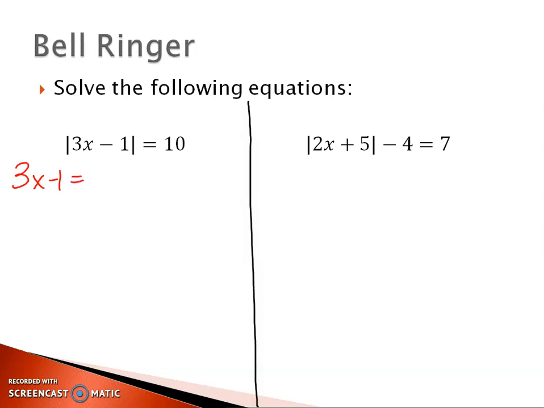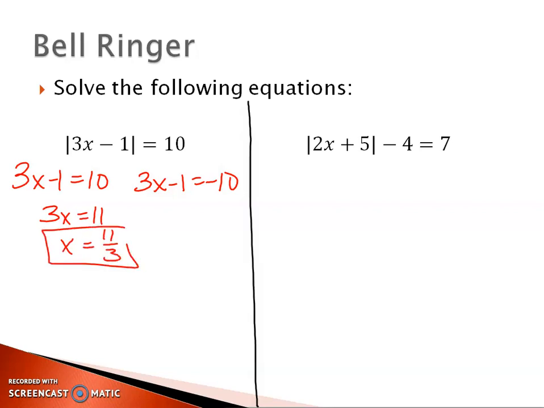So 3x minus 1 could equal 10 and make that true, or 3x minus 1 could equal a negative 10 and make that true. Add 1, 3x equals 11. Divide by 3, I get x equals 11 thirds. Okay, again, add 1, 3x equals negative 9. Divide by 3, x equals negative 3. Okay, so pretty simple there, remembering that we're setting up our two equations.